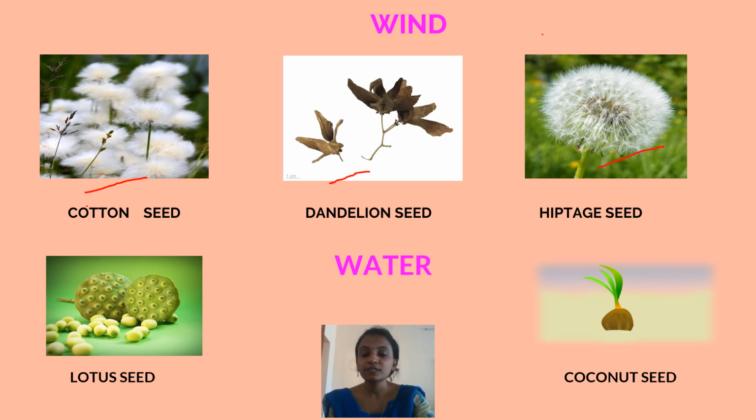These seeds are dispersed by wind, and there are also seeds dispersed by water. What are the seeds dispersed by water? Lotus seed is dispersed by water, and this is the coconut seed. Coconut seed is dispersed by water.